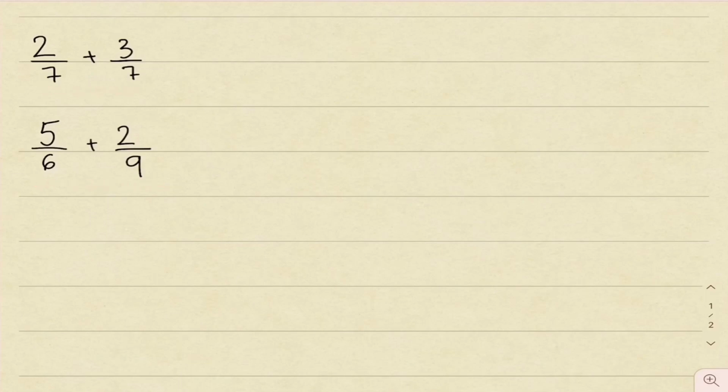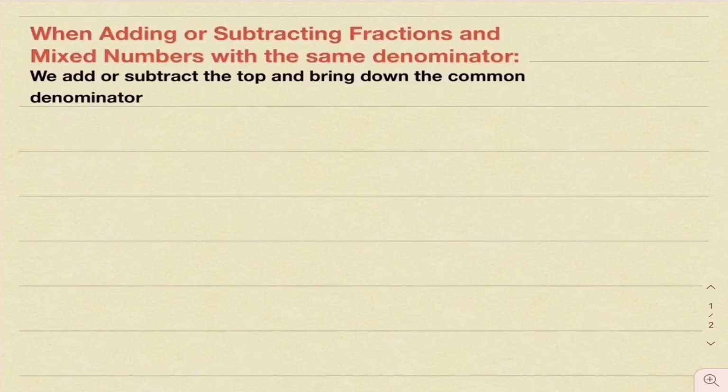Before I go ahead and solve these problems, first I want to show you the rules for each of these problems. When adding or subtracting fractions and mixed numbers with the same denominator, we add or subtract the top and bring down the common denominator. One more thing: if you're adding or subtracting mixed numbers, first you have to convert them into improper fractions and then add or subtract them. If you don't know how to convert mixed numbers to improper fractions, please go watch our lesson 3 where we explain everything in detail. Let me go ahead and start with example 1.